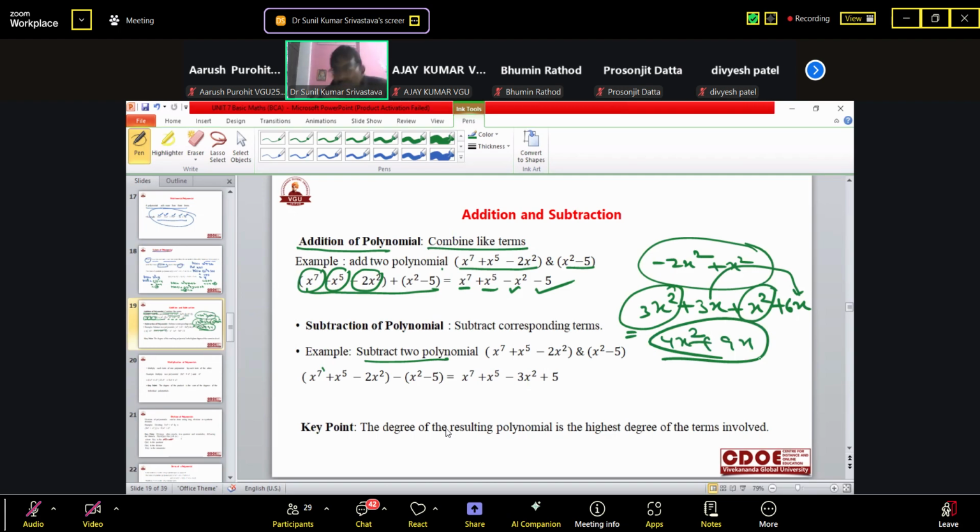So when I add, we first have to combine like terms. We also note the degree, the highest degree of the terms involved. We also key in on these points.